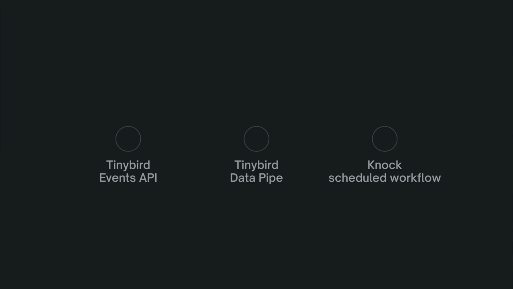In this video, I'm going to show you how to implement a similar feature in a collaboration app built with Next.js using Knock and Tinybird. We'll look at how we can push events from Next.js into Tinybird. Then we'll create a data pipeline that transforms those events into user statistics. And then we can query that pipeline from a scheduled workflow in Knock to send a customized Wrapped-style email.